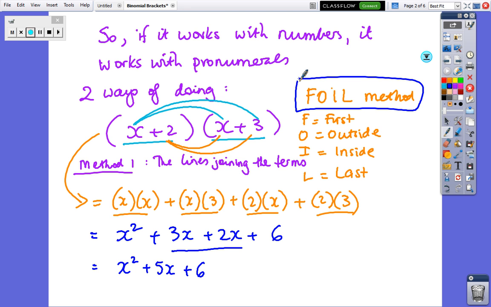But let's have a look at another method which is more visual, and the visual learners love this one. So copy that down, and then when you're ready, come across, and we're going to do the same question again, and we're going to use a different method.